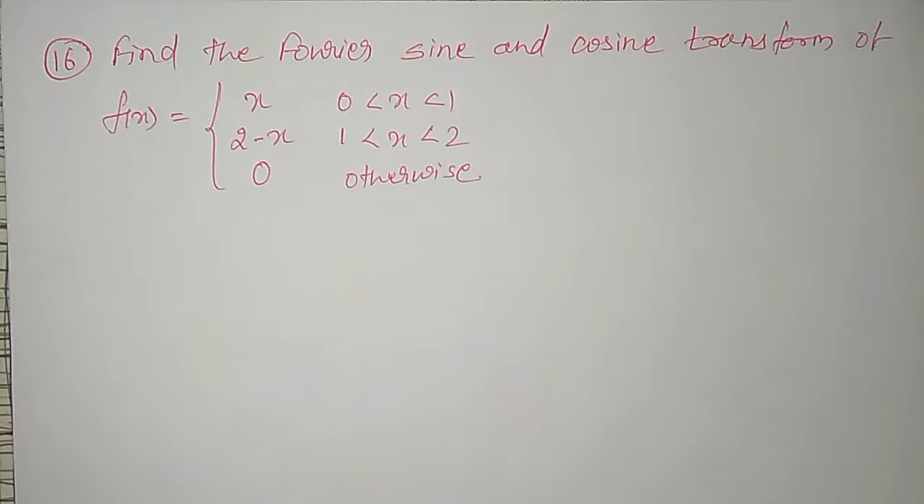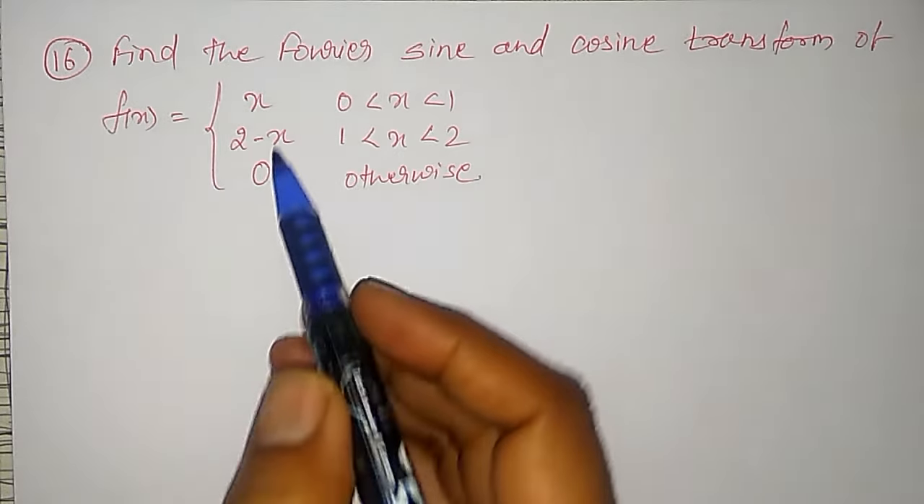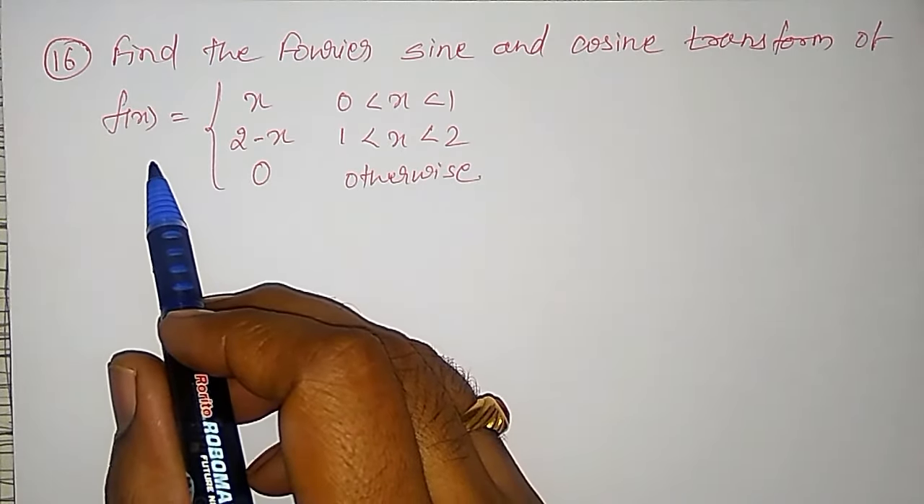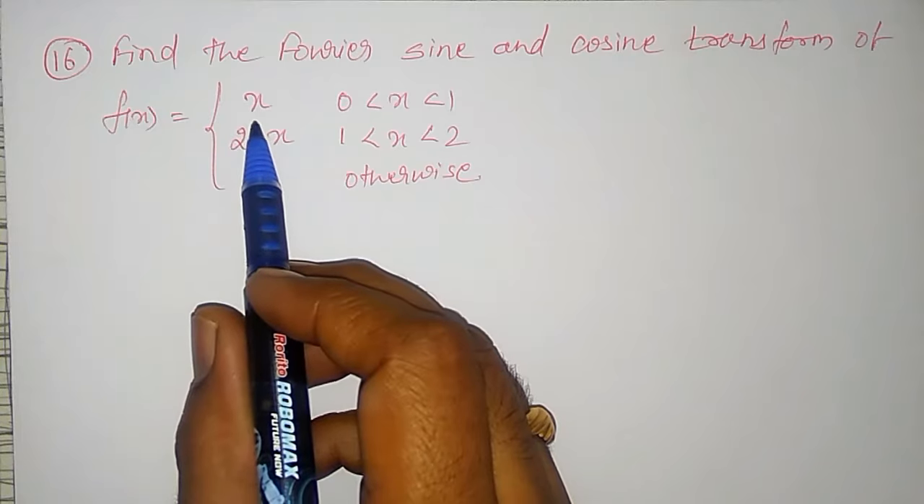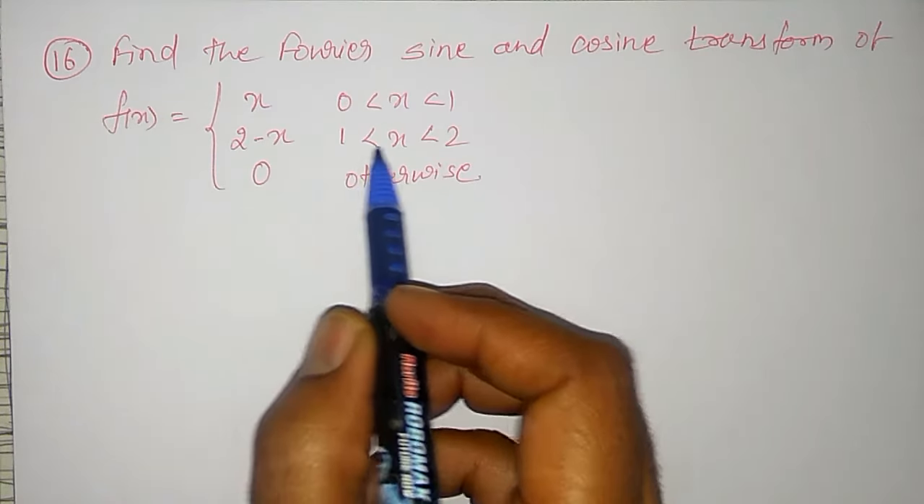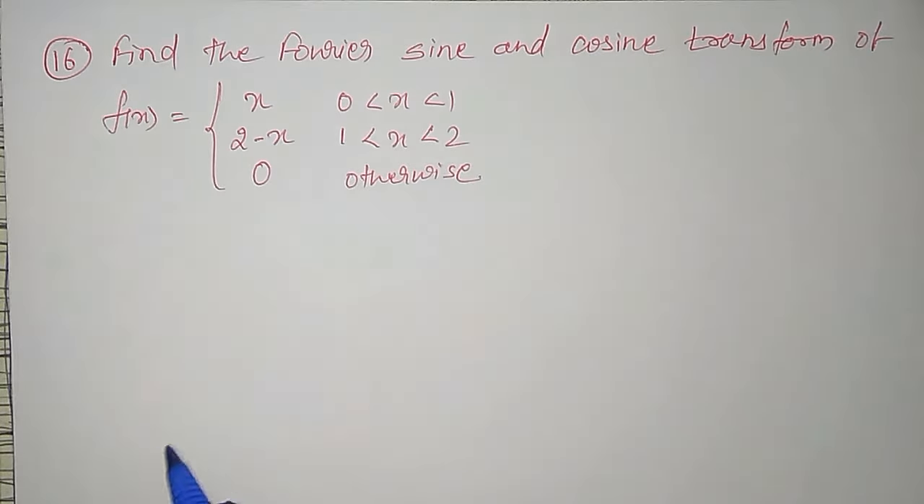In this video, we are going to discuss how to find the Fourier sine and cosine transform of f of x, which is x between 0 to 1, and 2 minus x between 1 to 2, and 0 otherwise.